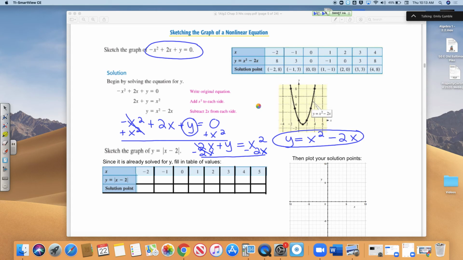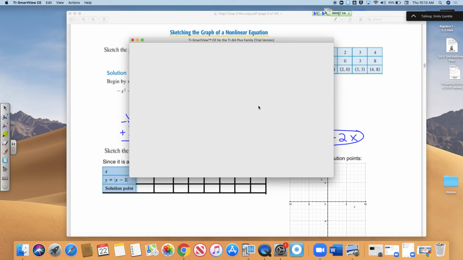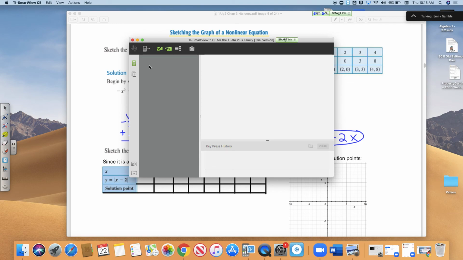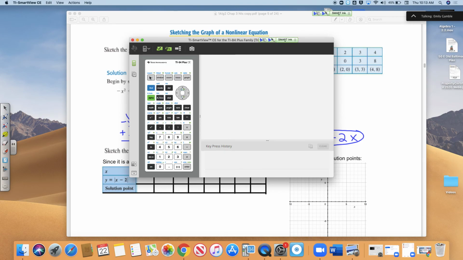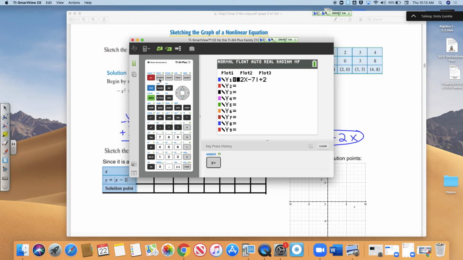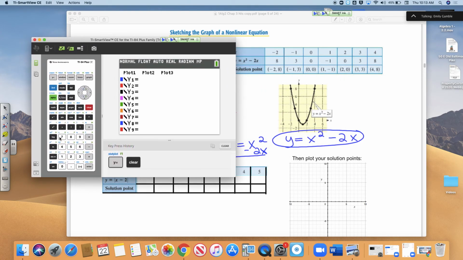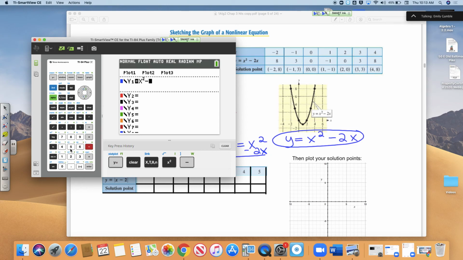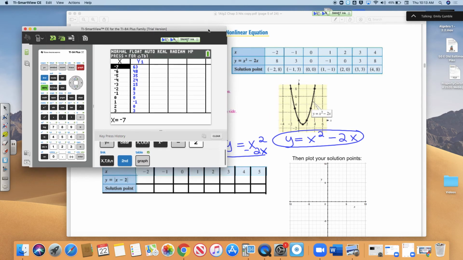So when I open this up, I'm going to put into the y equals screen the equation here, x squared minus 2x. So on my calculator, top left-hand corner is y equals. I'm going to clear out what I had in there from yesterday, and I'm going to put x squared minus 2x. And then I'm going to hit second graph, and it's going to open up the table.